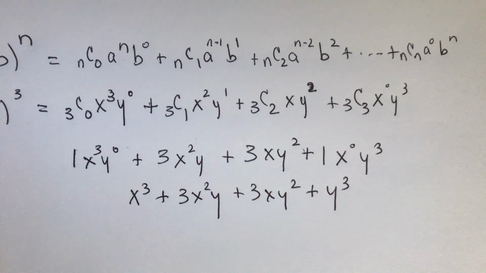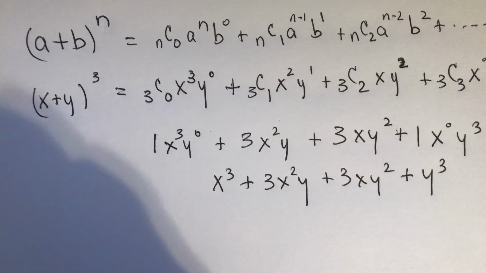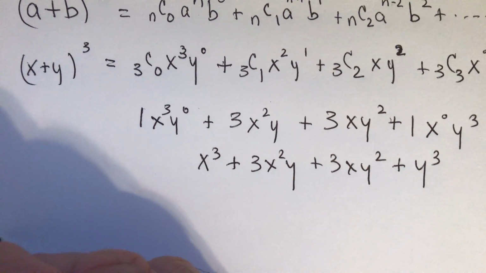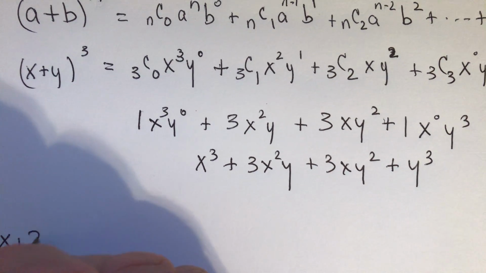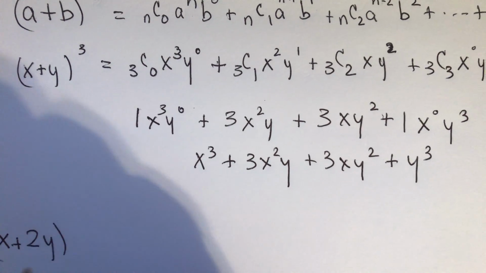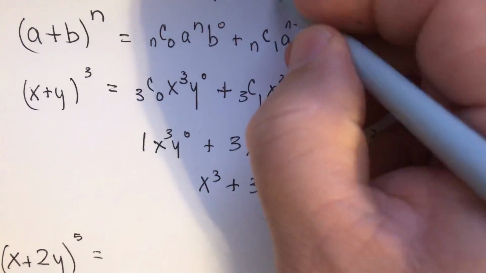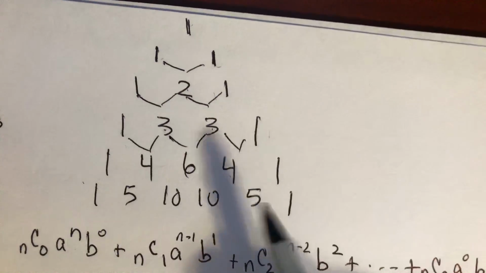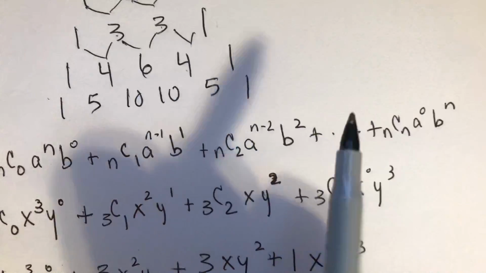Now these get a little more complicated when you have coefficients in front of your binomial. Like, let's say I have x plus 2y, and I'm going to do this to the 5th power. So the 5th row of Pascal's triangle is 1, 5, 10, 10, 5, 1.